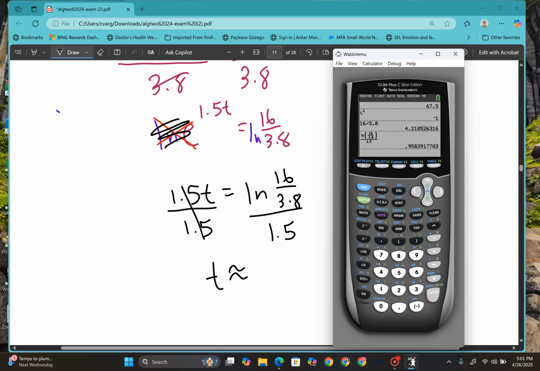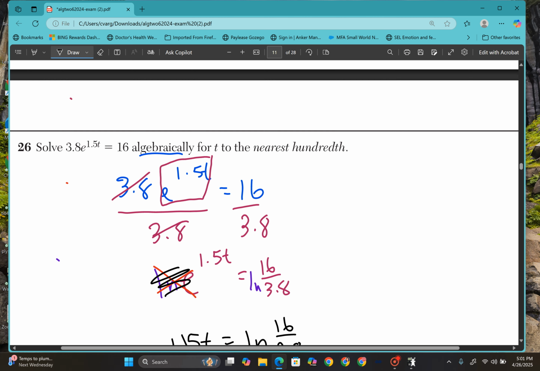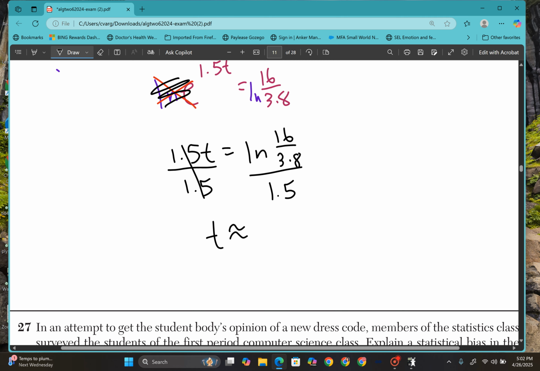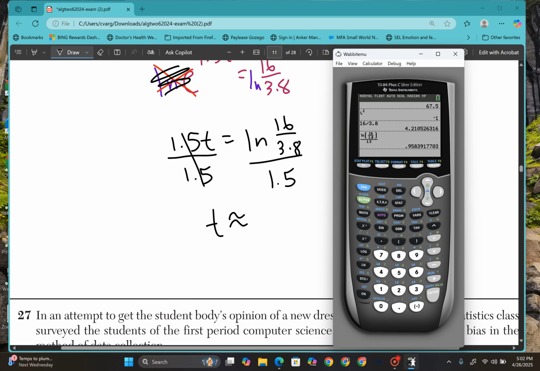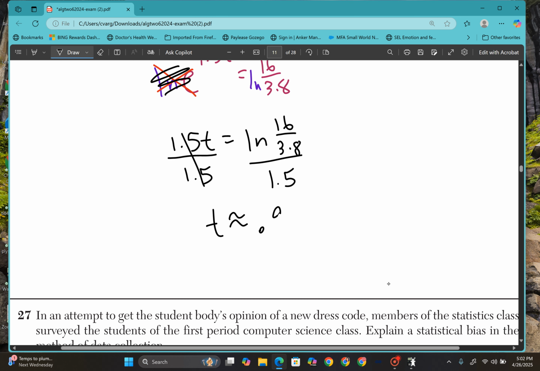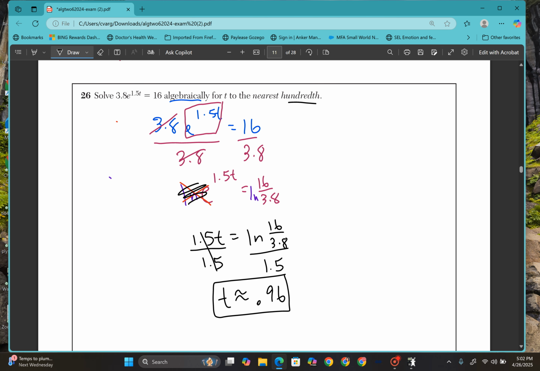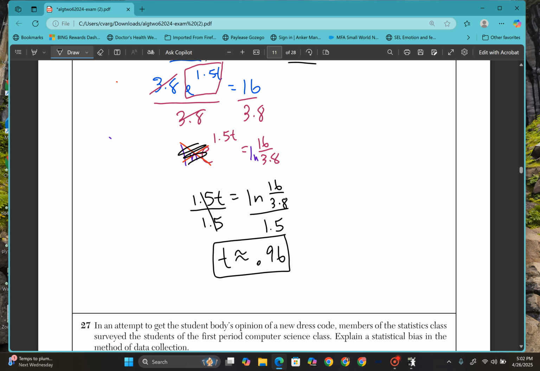So we hit enter. We're going to round this to the nearest hundredths place. Let's just make sure. Yep, the nearest hundredths place. So that is about 0.96, it looks like, right? 0.96. So t is about 0.96. So I just went through the work, and this would get you full points because we're doing this algebraically. The key thing to remember here is e and ln are opposites of each other.